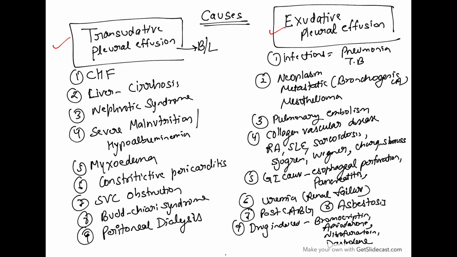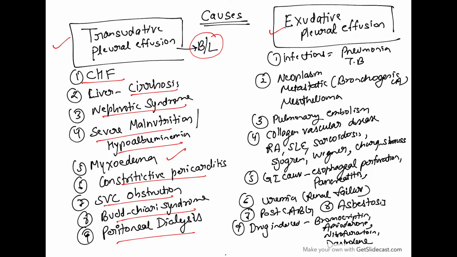Now what are the causes of transudative, which is usually bilateral? It could be CHF, cirrhosis of liver, nephrotic syndrome, severe malnutrition or hypoalbuminemia, myxedema, constrictive pericarditis, superior vena cava obstruction, Budd-Chiari syndrome, or peritoneal dialysis.